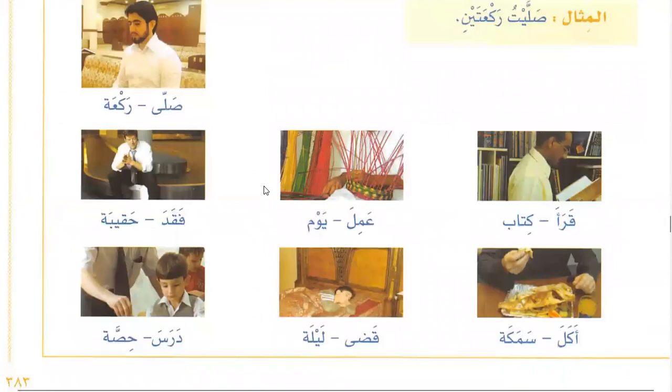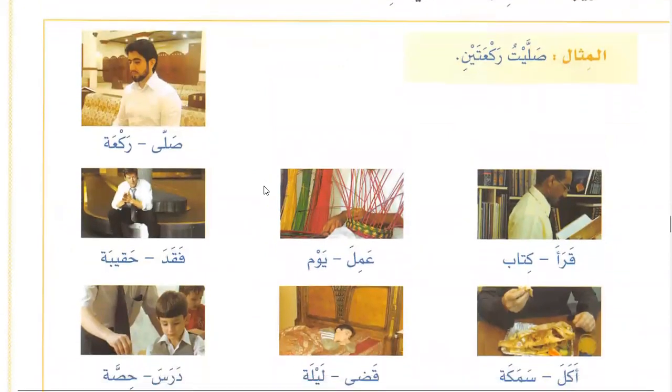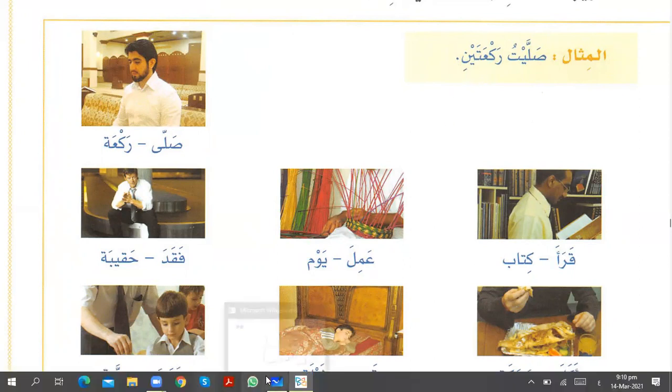Sallaitu rakataini. Here sallaitu is the fa'il, which means I prayed, and rakataini is the maf'ul bihi, so the action of the verb is done on this word, so it is a mansub word. I prayed two rak'ahs. Normally, when any word is mansub, we use fatha. But in the case of dual words, we use ya, noon, kasra.